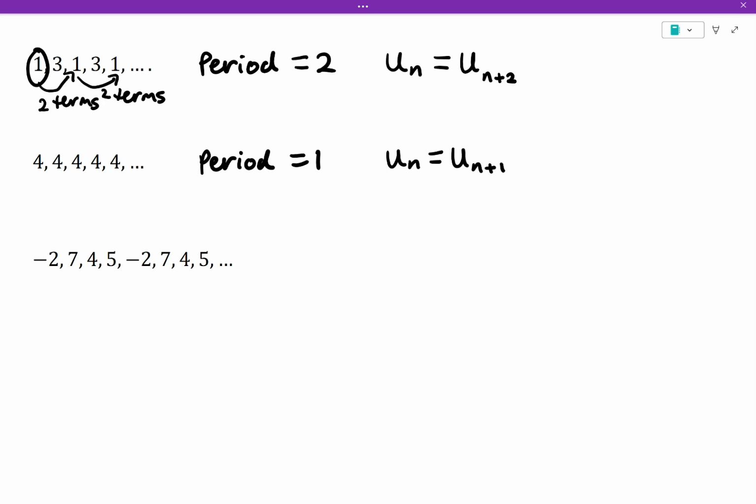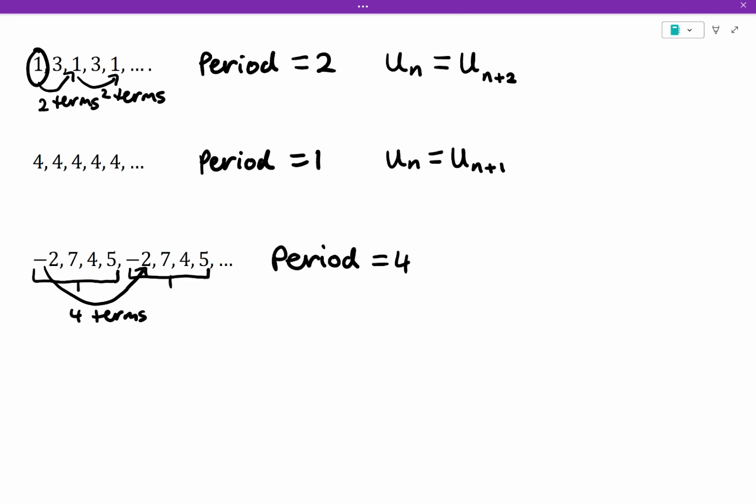Let's have a look at our bottom one. For this one, we've got negative 2, 7, 4, 5, and then it begins repeating. So every 4 terms, the sequence repeats. If you take the negative 2 at the start and skip on 4 terms, you get to another negative 2, and that will happen throughout the entire sequence. So it's a periodic sequence, and I would say that the period of the sequence is equal to 4.